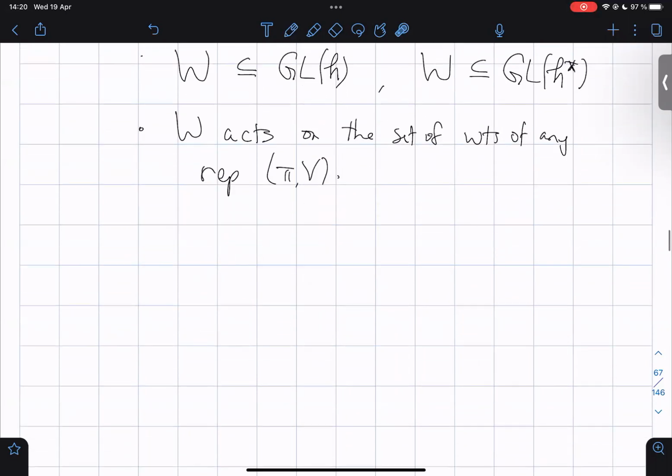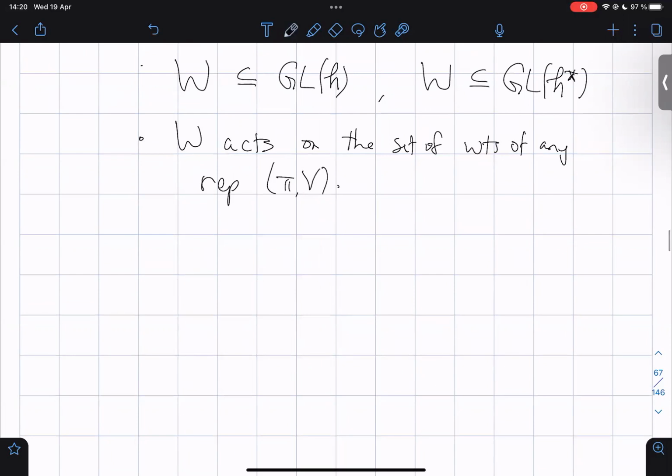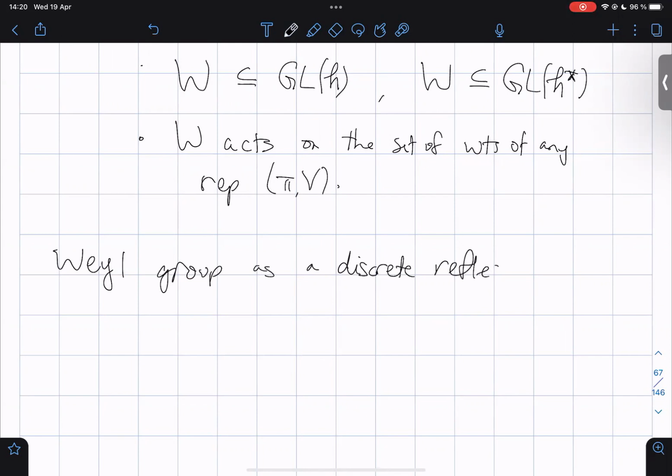Here, I'm going to give you a different point of view, which is really lovely. Here, W is viewed as sitting inside general linear transformations. But we actually could say even more than this. So I'm going to talk about the Weyl group as a discrete reflection group.